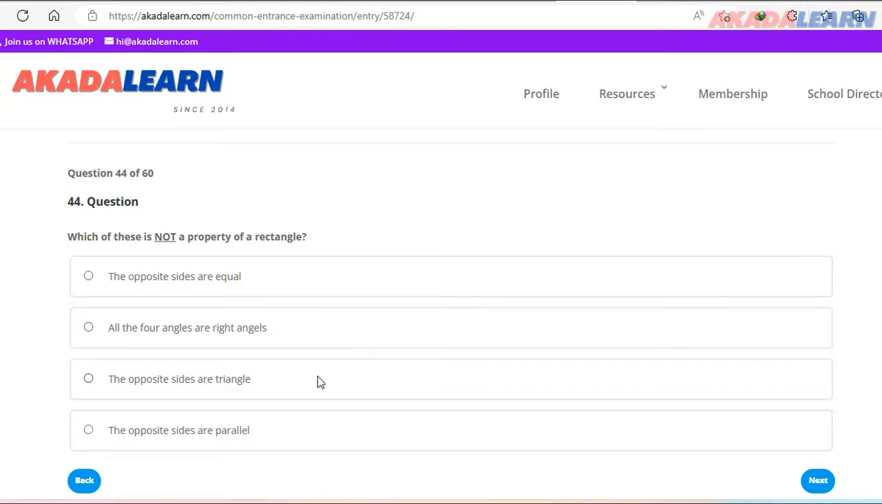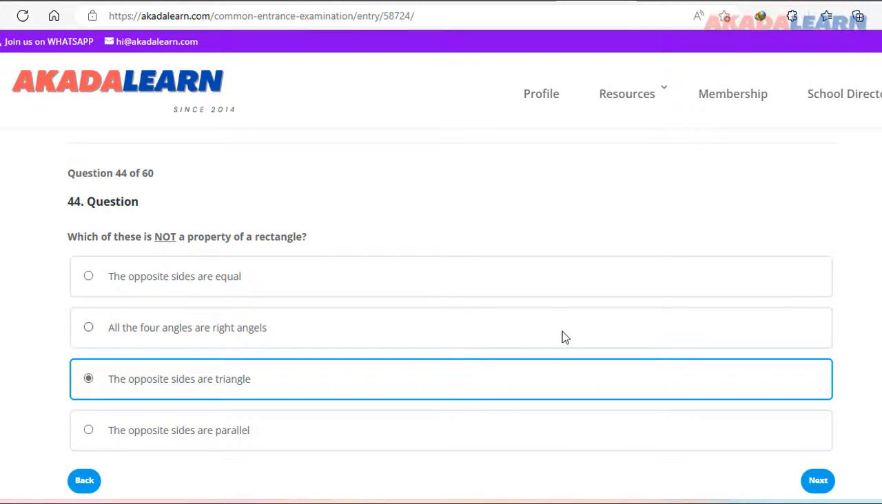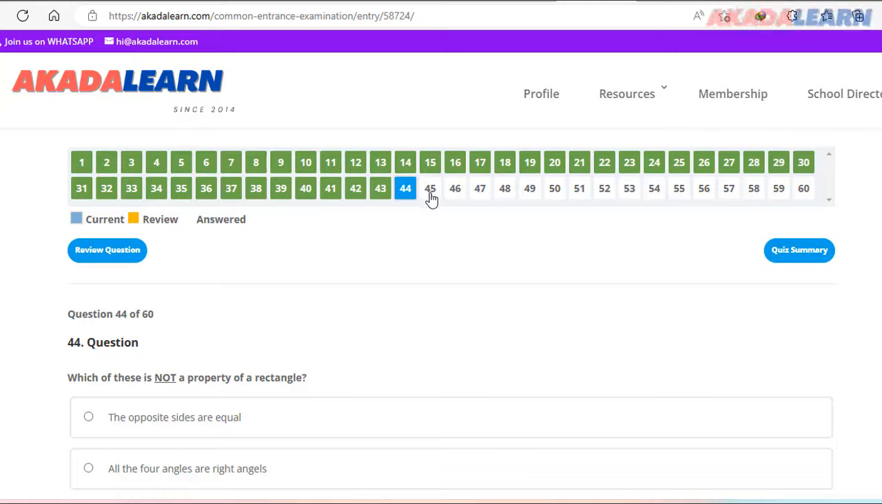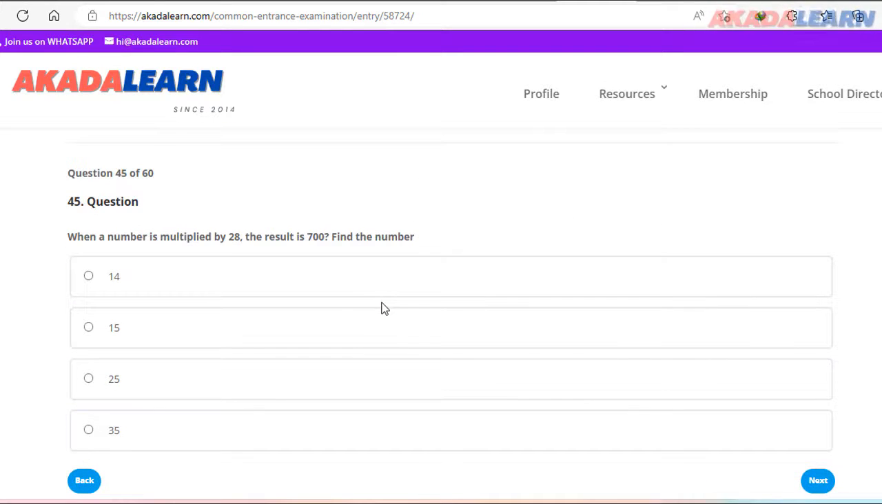So from our video we can see that this is the correct answer. The opposite sides are triangle, which is of course not correct. So let's go to question 45. When a number is multiplied by 28, the result is 700. Find the number. So let's go to our video and see the solution to that question.